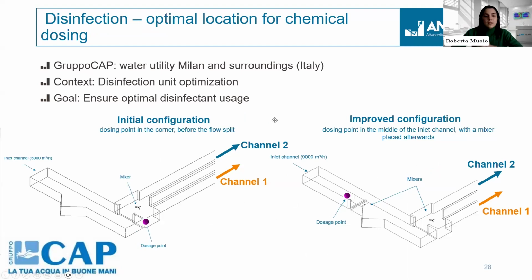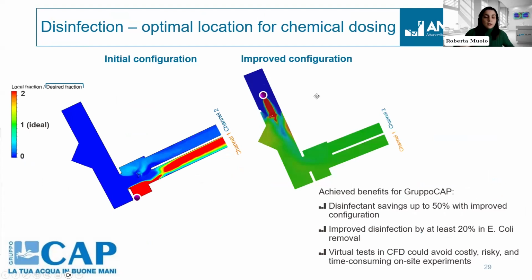All right, so we started with this initial configuration of the dosing point location, and then we tested many other configurations, so many other dosing points. And here on the right, you see the final improved configuration where the dosing point is placed a bit upstream in the first inlet channel. And we also included there another mixer to enhance the mixing already in the first part of the channel. So let's look at the results.